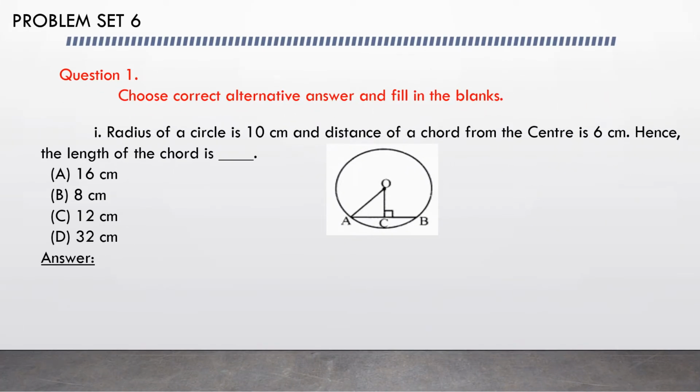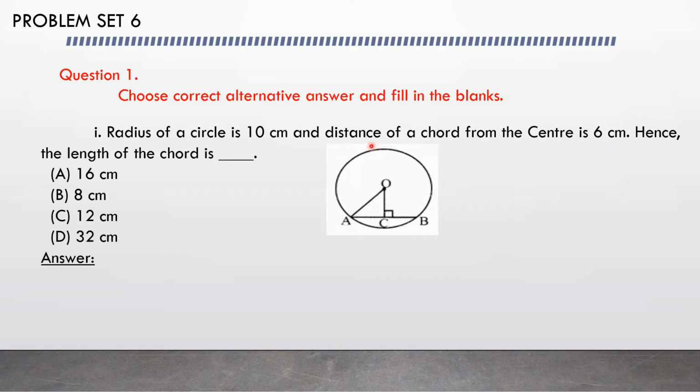Children, let's start your problem set 6, question 1. Choose the correct alternative answer and fill in the blanks. First one: the radius of a circle is 10 cm and the distance of a chord from the center is 6 cm. Hence the length of the chord is dash. Options are given. A is 16 cm, B is 8 cm, C is 12 cm and D is 32 cm.